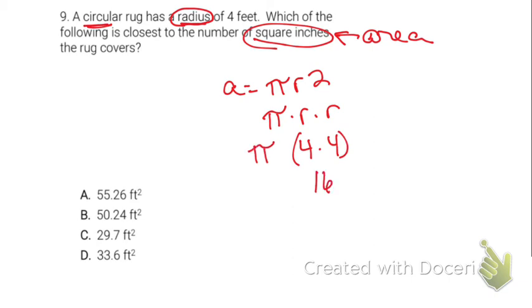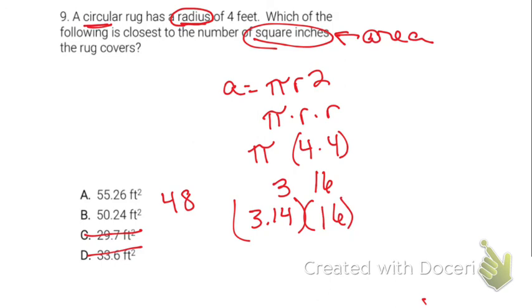Well, 16 times 3 is 48. That means I can rule out these 2. This will be one of those ones where it really would be best to go ahead and use pi as 3.14 because 48 is pretty close to both of those. All right, so 16 times 3.14 is 50.24. So it was the closest one, but just to be sure, we would do the actual number.